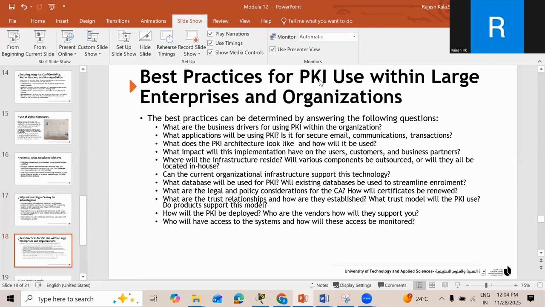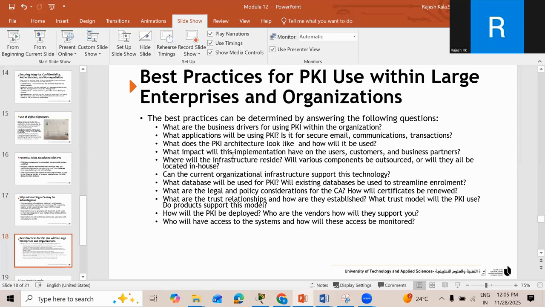What are the best practices for PKI use within a large company or organization? Some questions you want to answer. What are the business drivers for using PKI? Why are you going for implementing PKI? What is the use of that? What applications will be using PKI? For your company, how many applications are going to use PKI? Is it for email communication, financial transactions, or all? What does the PKI architecture look like and how will it be used? What type of PKI architecture are you going to follow? How should it look?